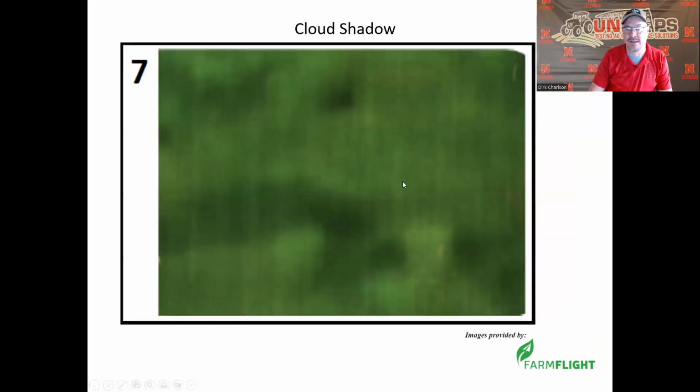Number 7, the answer is cloud shadow. This is drone imagery, and we can see these dark, irregular shaped areas, and that's a result of clouds.